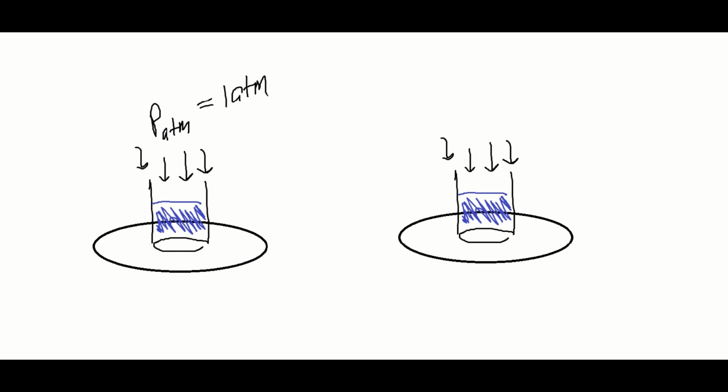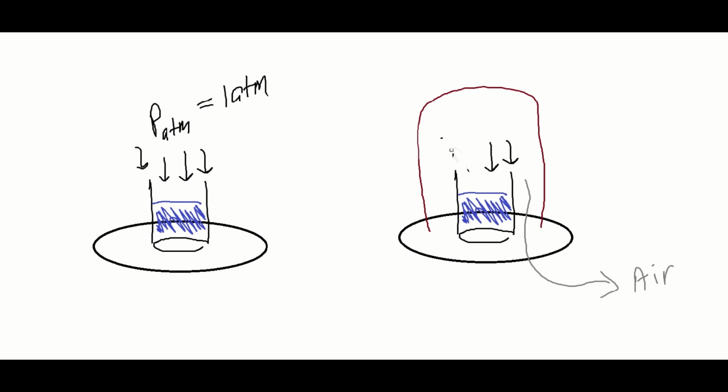Now what happened when we covered this up with the jar, sealed it, and started pumping the air out? That's going to decrease the collisions of those air particles above the liquid of the water. That's going to greatly reduce the atmospheric pressure, or the external pressure, above the liquid. And we did that until it matched the vapor pressure of the liquid water. And once it did that, then it started to boil.